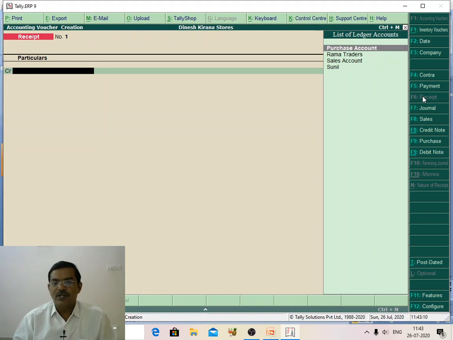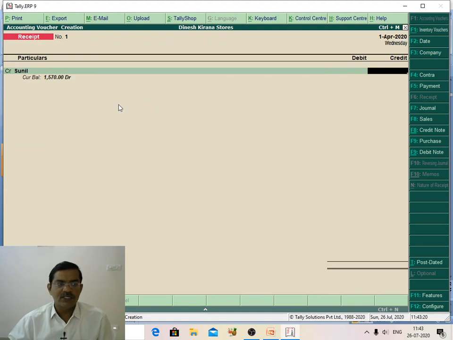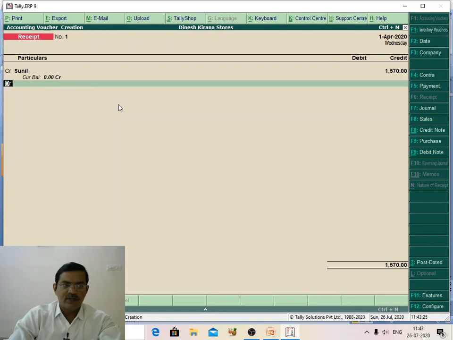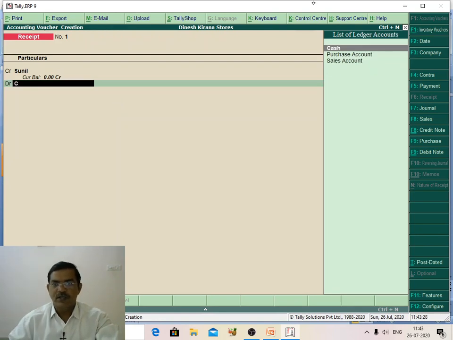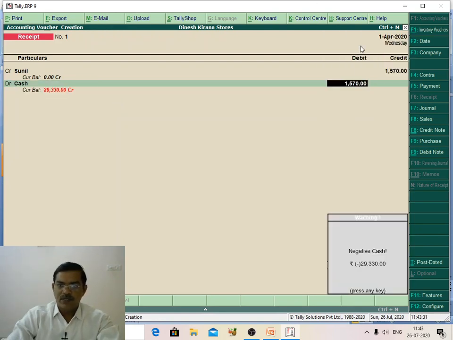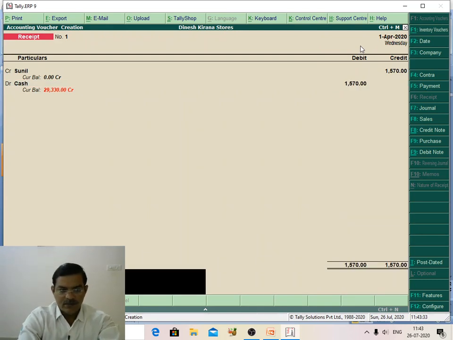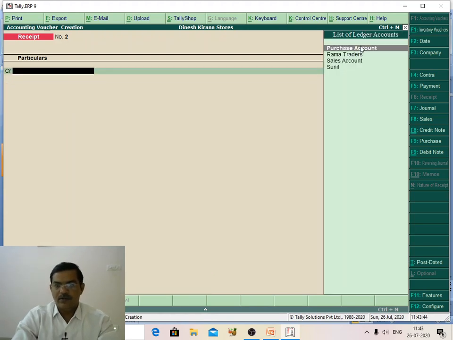Okay, receipt voucher. And what is the account here? We are getting cash, so cash account is debited and Sunil's account is credited. What is the amount? The due amount is 1570. He has to pay 1570. And the mode of payment is cash only. Narration: being cash received from Sunil.